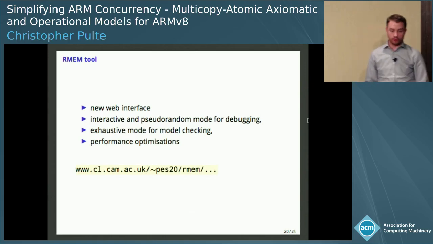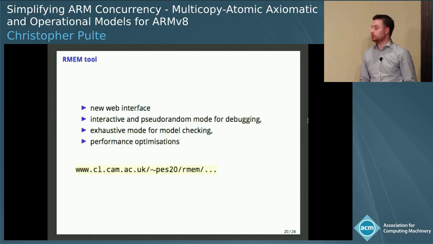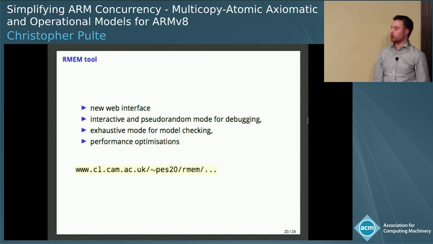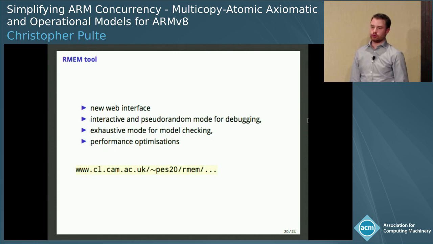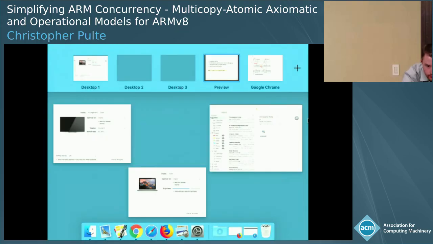Right. Apart from this proof, we've been working on a testing and debugging tool built on top of the operational model called ARMv7, previously PPCmem, which has a new web interface that you already saw when I was showing the operational model for this message passing test. It has this interactive mode I was using, but it also has a pseudo-random mode for testing and debugging concurrent algorithms, and an exhaustive mode for model checking small concurrent programs, for which we've done some performance optimizations. I'll give you an idea of how this looks.